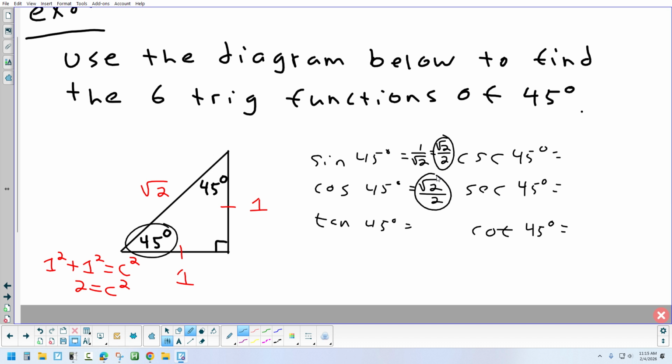Yeah, that's going to be 1 because tangent is opposite divided by adjacent. 1 divided by 1. Okay, so there's the tangent of 45. And the next one, cosecant. So what are we going to do with the 3 that we have now to get the 3 that are on the right?